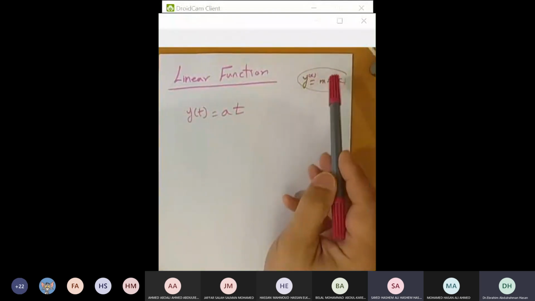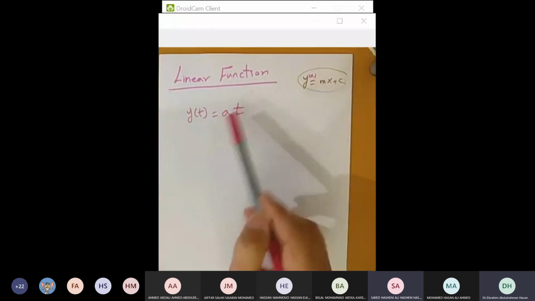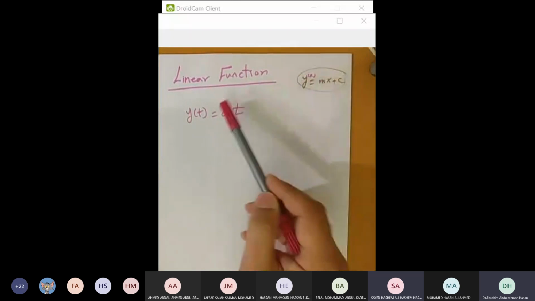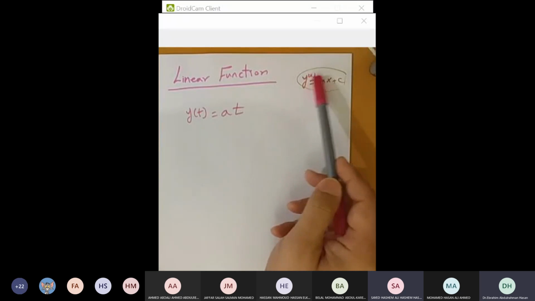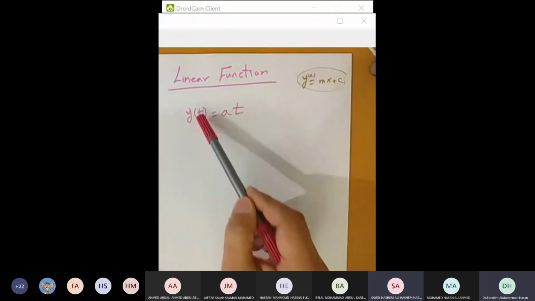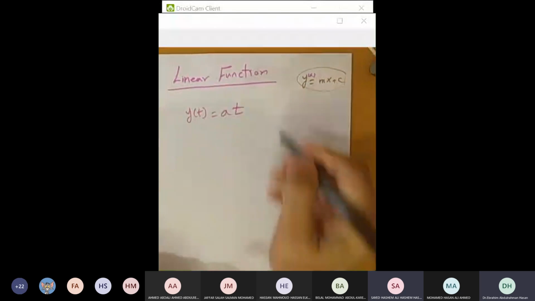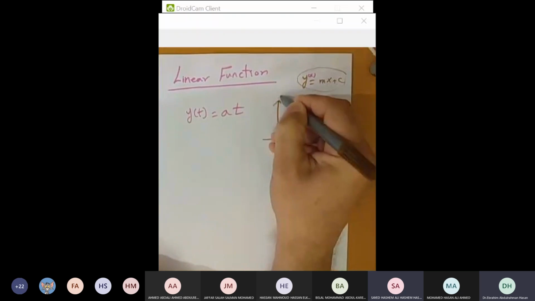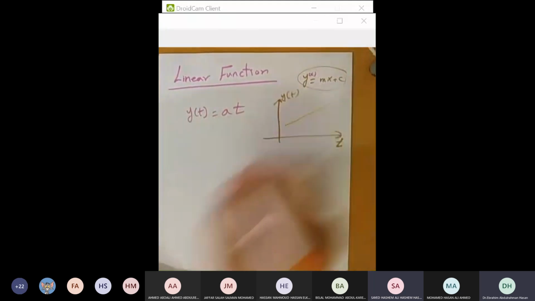Then it means that the variable x here, the name is t. Okay, m, which is the slope of the straight line, here I use a. Okay, y, which is a function of x, so here y of t. So when you draw this one, here you should put t, and this one is y of t. Okay, so then this is my straight line.